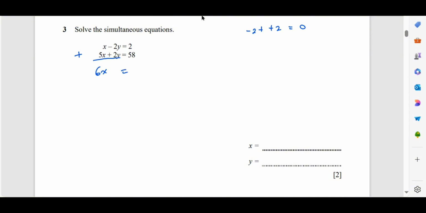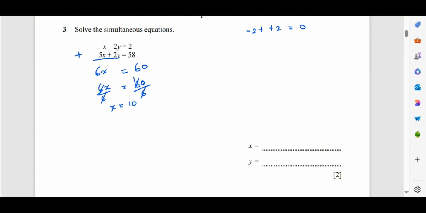So you have equal to 2 plus 58 will give you 60. So you now divide both sides by 6. So you have this, we have this, that's 1. So your x here will give you 10. So you have gotten the value of your x. The next thing to do is to put this value of x in any of these equations to be able to find the value of y.